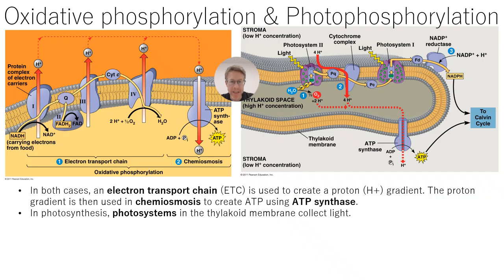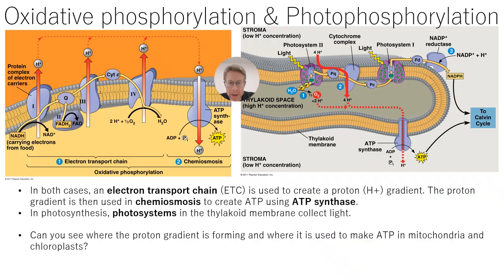Here you can see these processes in more detail. So on your left is oxidative phosphorylation happening in the mitochondria, and on your right is photophosphorylation happening in the chloroplasts. And in both cases, you can see hydrogen ions are being used to drive the production of ATP. Phosphorylation in both cases involves two steps. One is called an electron transport chain. Don't worry about that yet, but that's what's used to create the proton gradient. And then this chemiosmosis is the proton gradient being used to make ATP by ATP synthase.